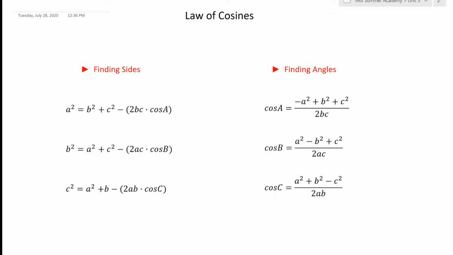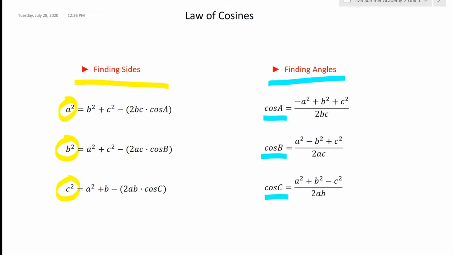Now, the ones on the left here, these are ones we want if we're finding sides. You notice the things that are isolated are the little letters, because remember, little letters are the sides. If you're trying to find angle, use the ones on the right. You see we got big A, big B, big C. Those are the angles. So depending on what we're trying to find, we'll use one of these 6 formulas. They're all very similar. There are some sign differences throughout.